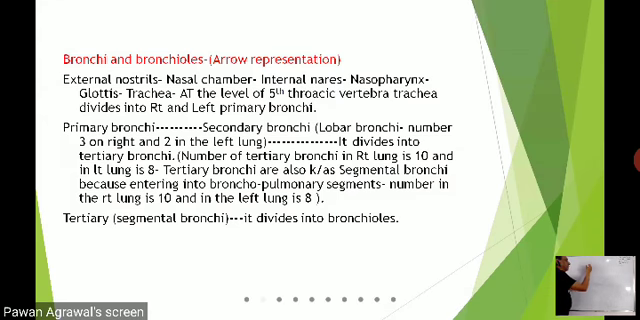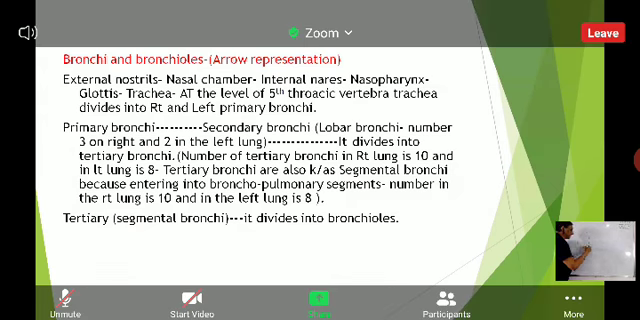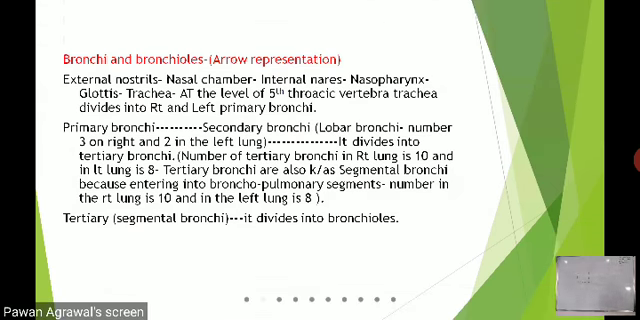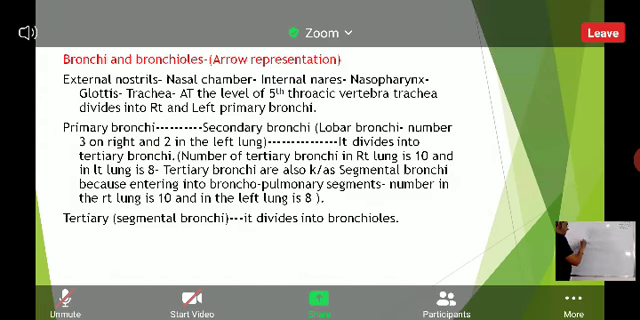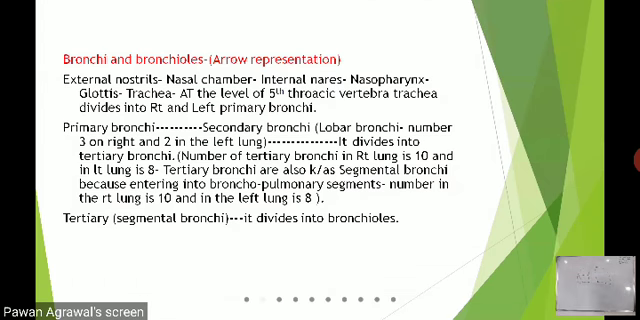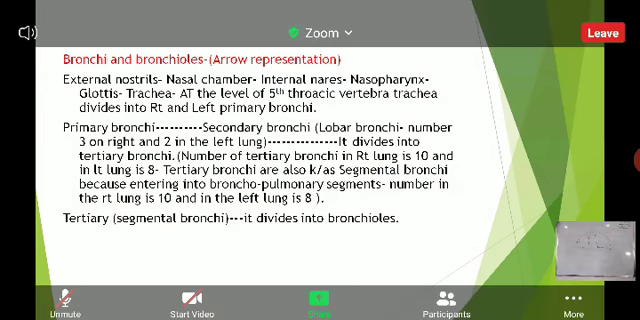See, this is the right lung. The right lung has three lobes, like this. This is the left lung, and this left lung has two lobes. How many lobes are there? Two lobes are there. So try to see.